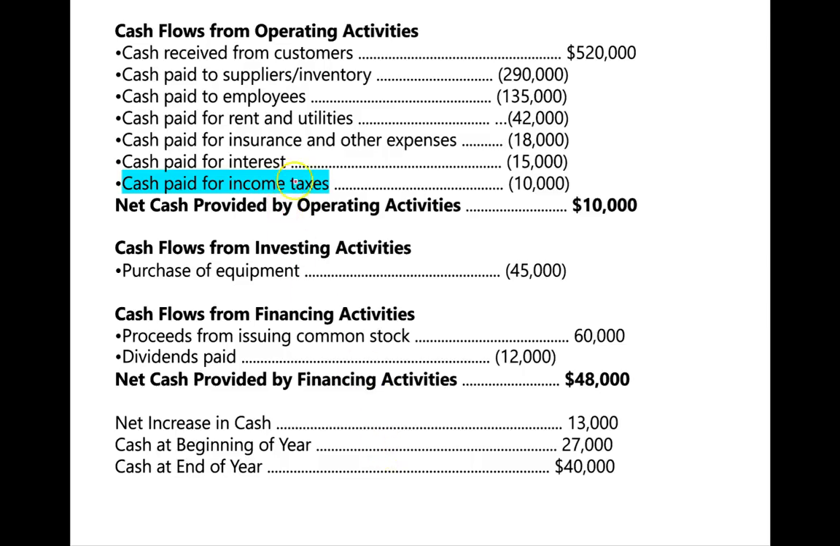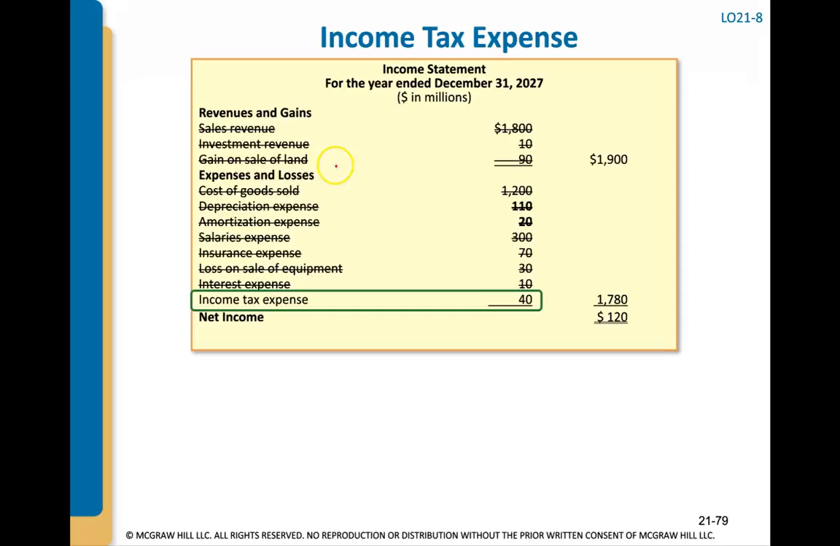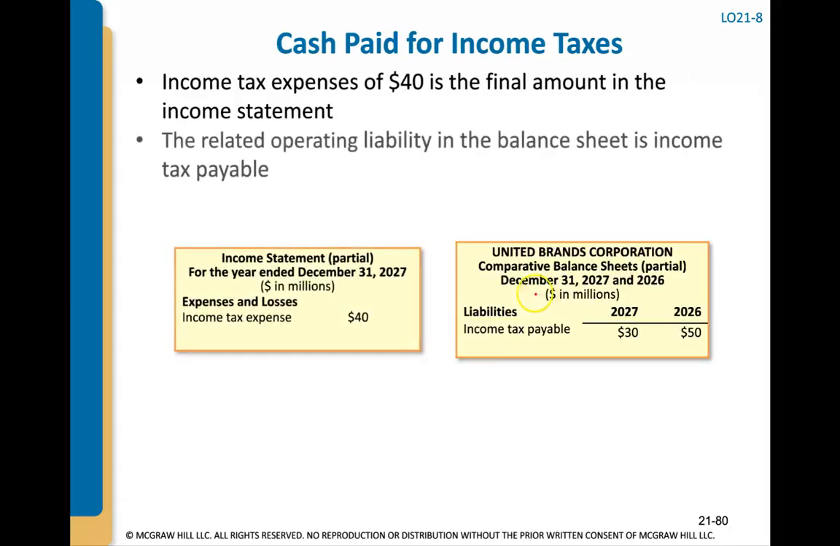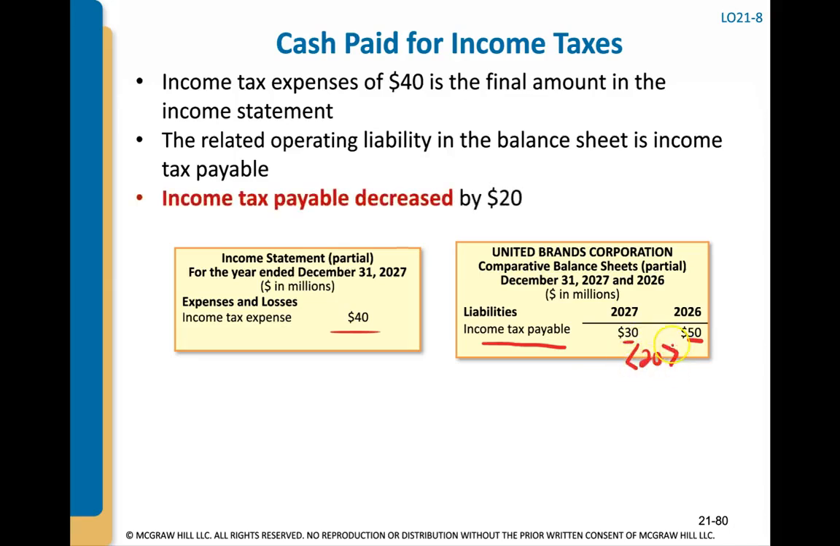Okay. Last item is cash paid for income taxes. And voila, we have income tax expense on our income statement for $40. So let's look to see how we're going to treat that. We have income tax expense for 40. Our related balance sheet account is income tax payable, which went from a balance of 50 to 30. So we had a decrease in our taxes payable of $20.